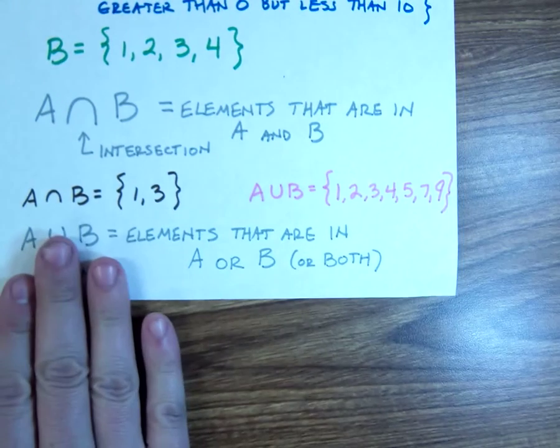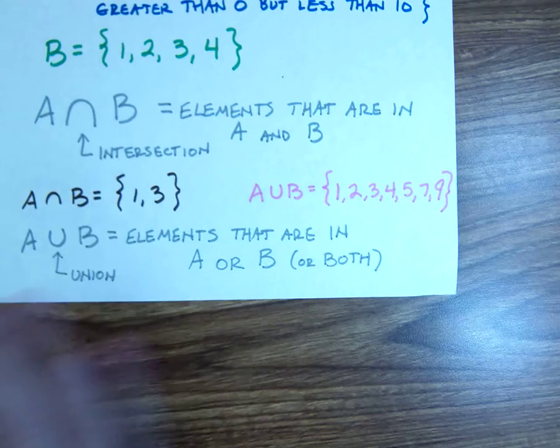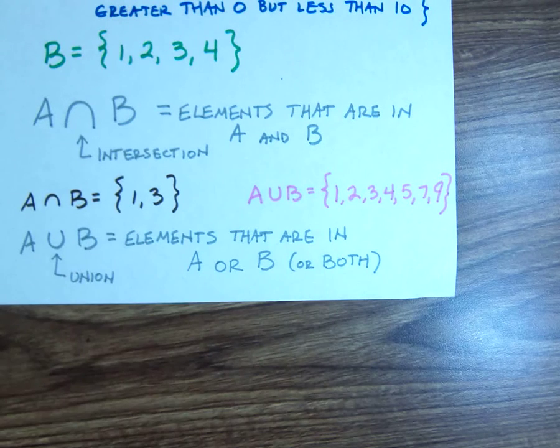It's all the numbers that are in both. That's exactly right. You're basically just mashing the two sets together.